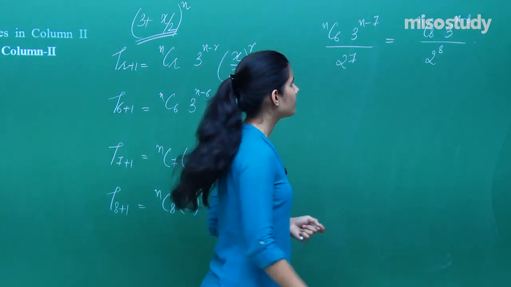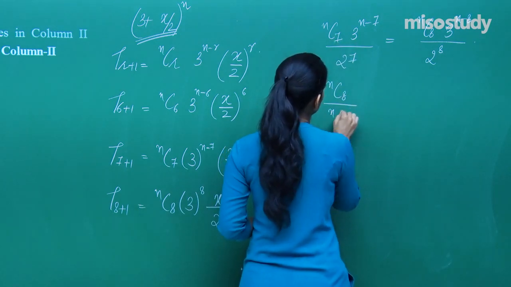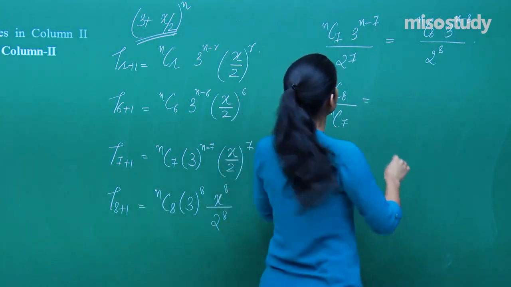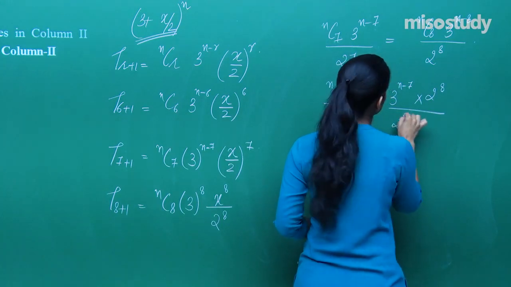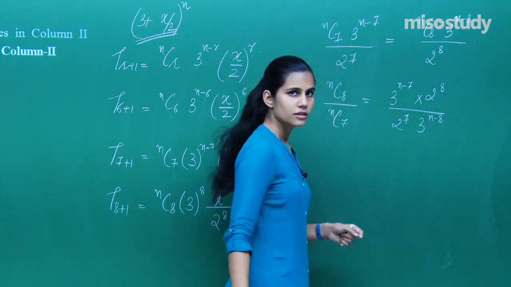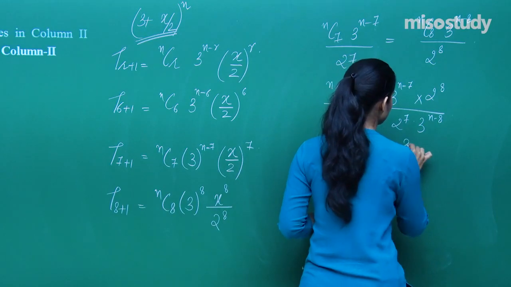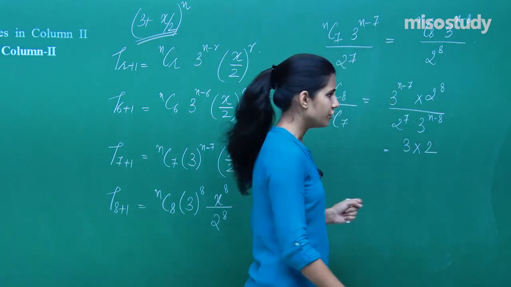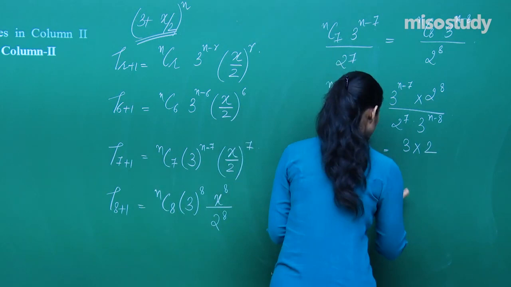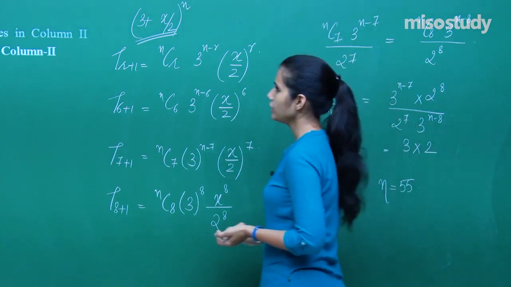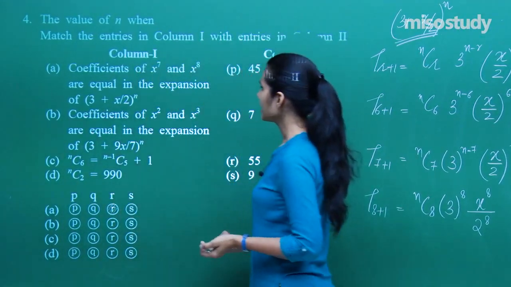And now from here, when you try to talk about what is the value of n, you basically get nC8 upon nC7. nC8 upon nC7 gives you 3 to the power n minus 7 into 2 to the power 8 upon 2 to the power 7 into 3 to the power n minus 8. So this gives you what? This is 3 to the power n minus 7 minus n plus 8. So this is 3 into 2, right? And this is nC8 upon nC7. From here, you are going to get n equals 55. So the first entry A gets matched to R. So corresponding to A, you get R shaded.